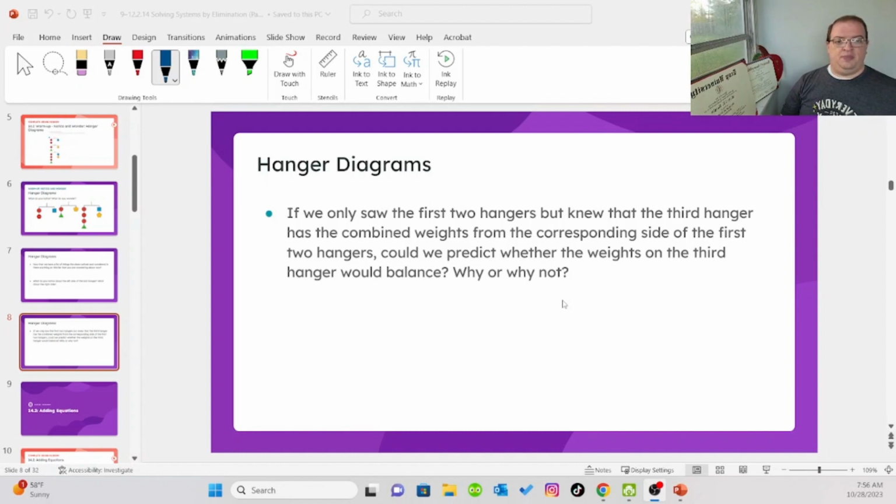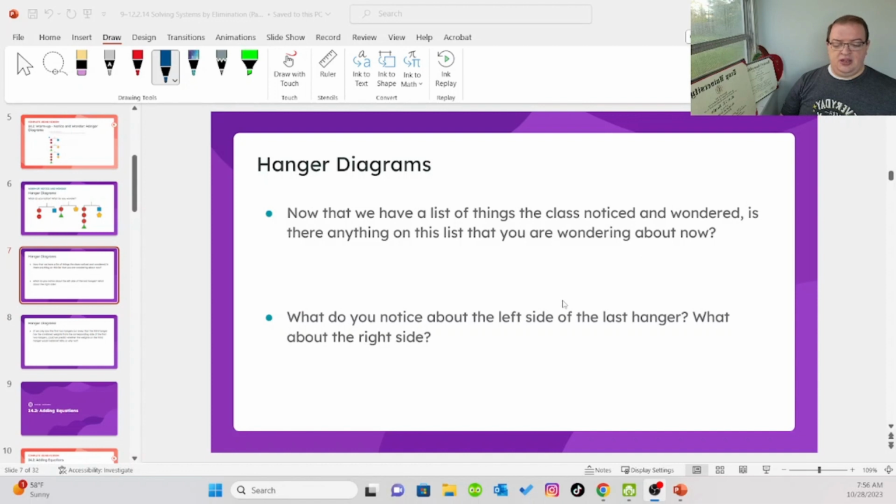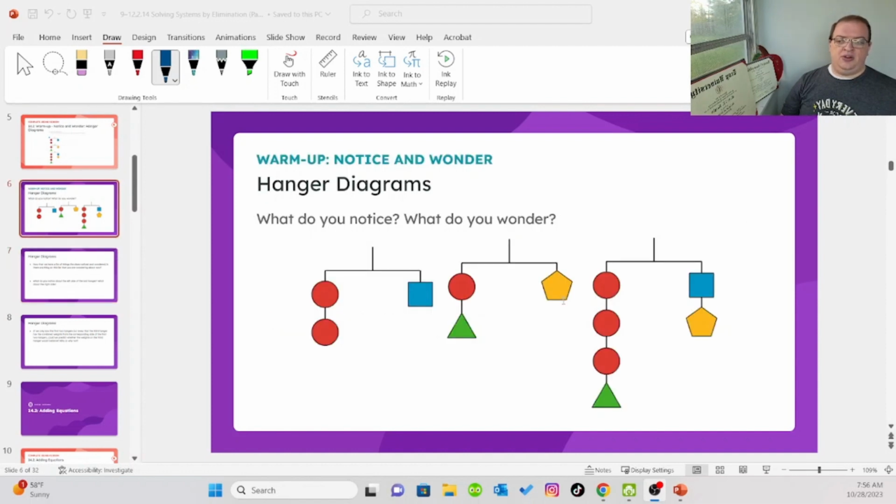Why or why not? So if you think about what we've talked about when we manipulate equations, we always say that if I do something to the left side, I need to do the same thing to the right side so that it remains equal. So if we only saw these first two hangers, and I told you to combine them so that you still had balanced hangers, you probably would have been able to come up with this last one.